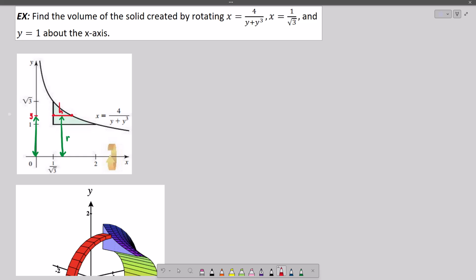Not quite. If you have a y in the numerator, tell me what your denominator was again. Y plus y cubed. So remember that you can cancel common factors. Those just cancel. So it's just y over y cubed.